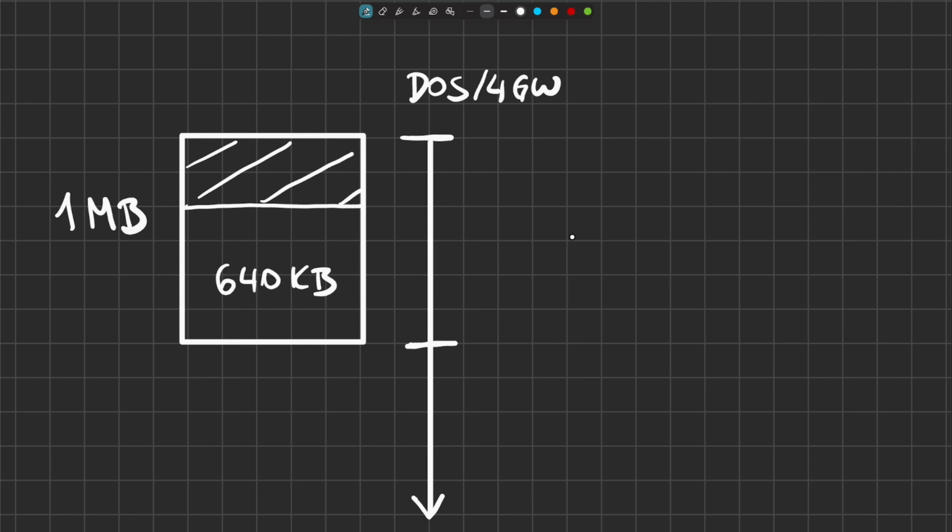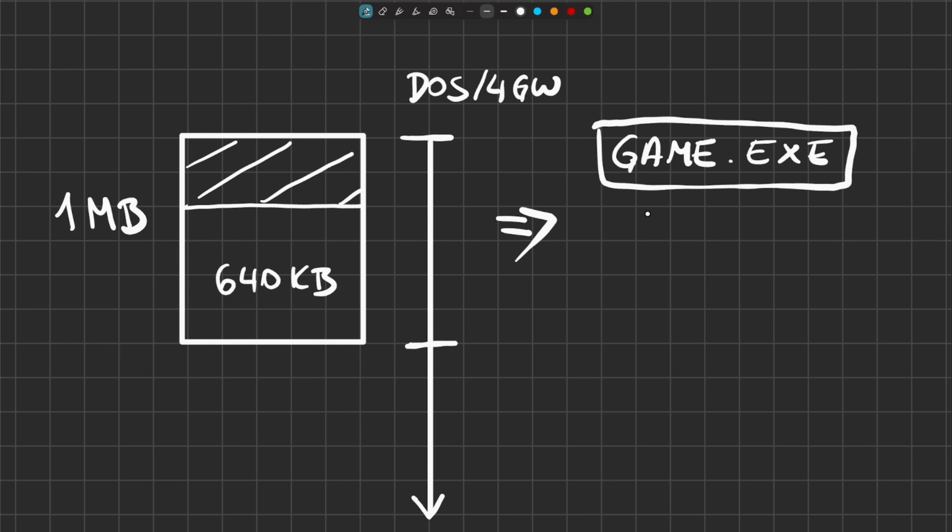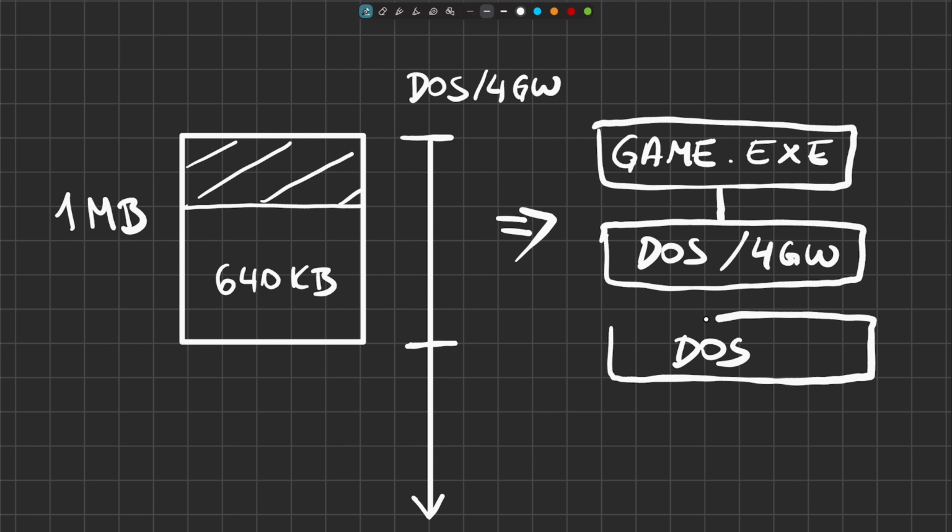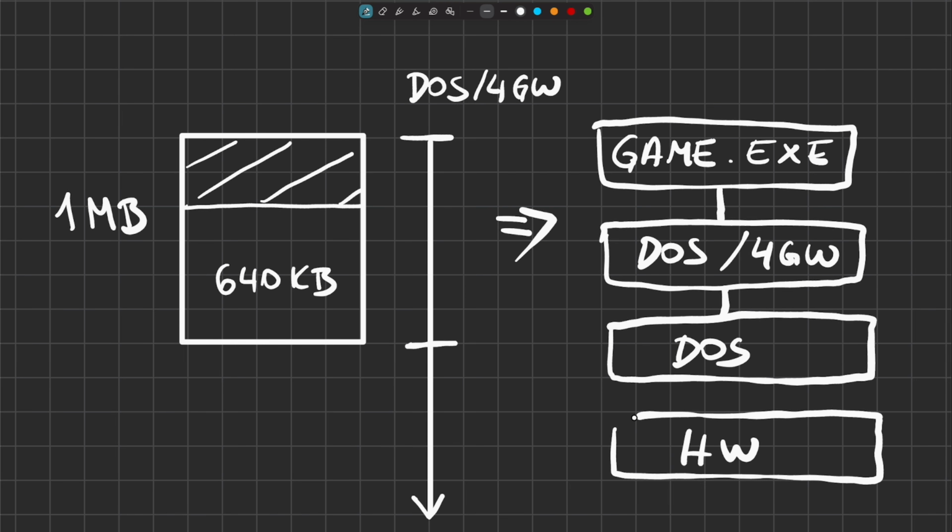So eventually the runtime looks like this. Game executable on top, then DOS4GW, then DOS services, and then hardware. This setup gave the game executable much more runtime headroom than plain default DOS.